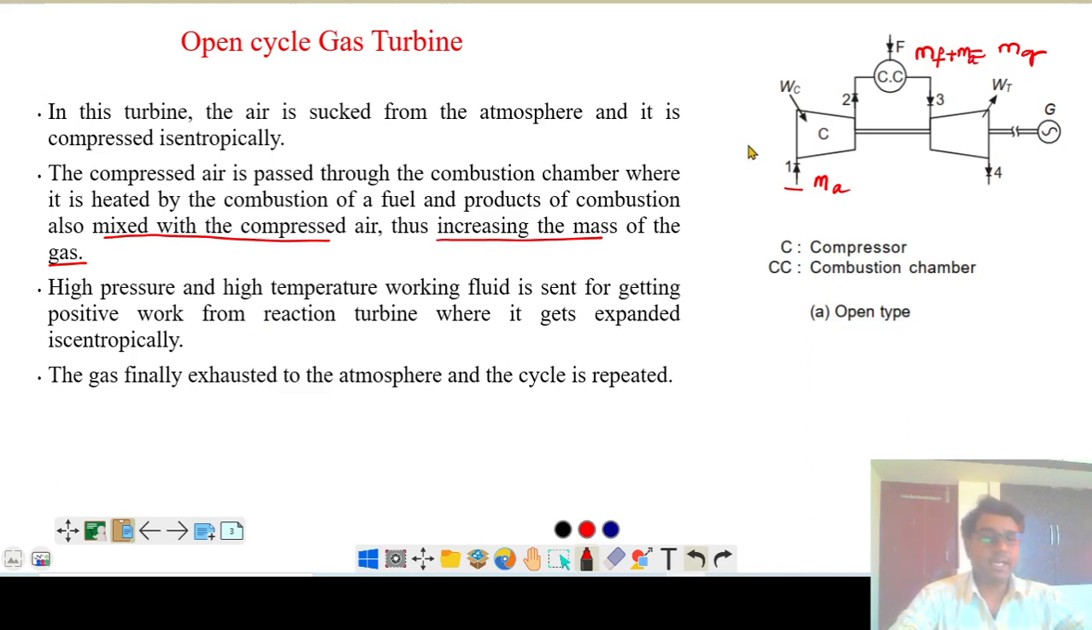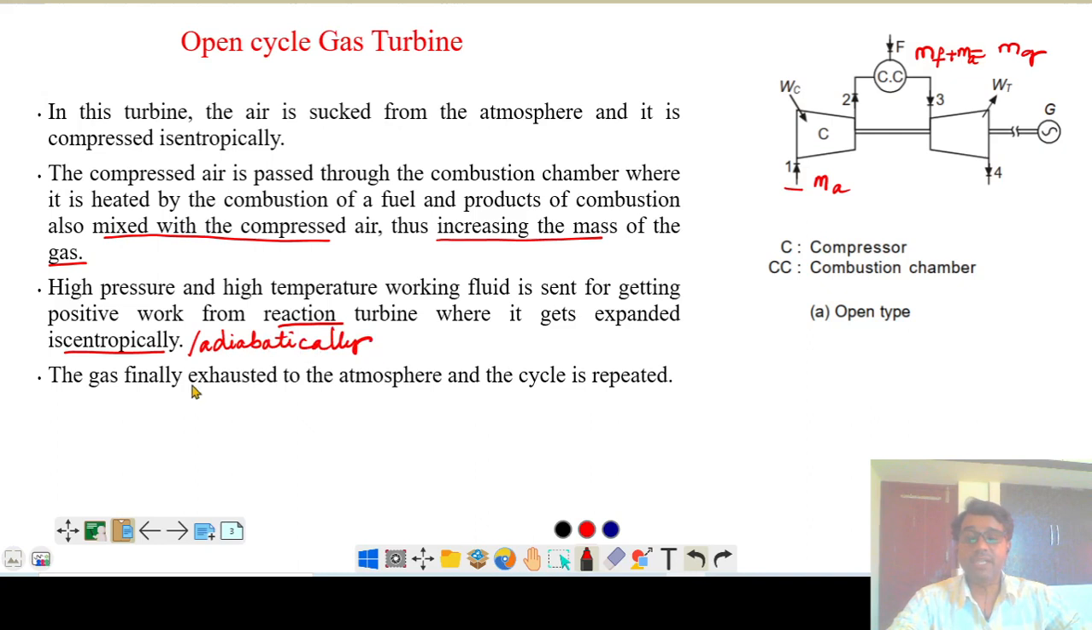Next, after the combustion chamber, the pressure is increased and, at the same time, the temperature is increased. That means enthalpy increases. Due to the high enthalpy, the gas is sent to the turbine to get positive work, where it expands isentropically, also called adiabatically.